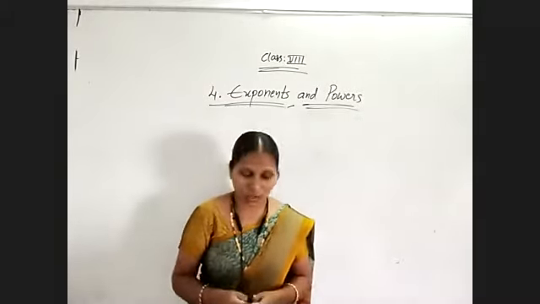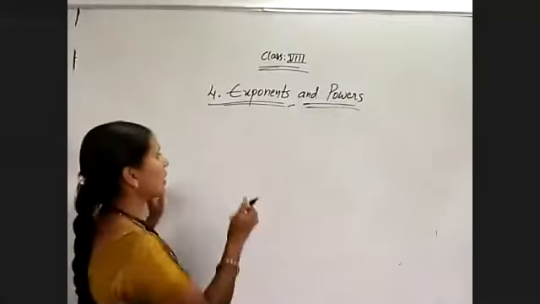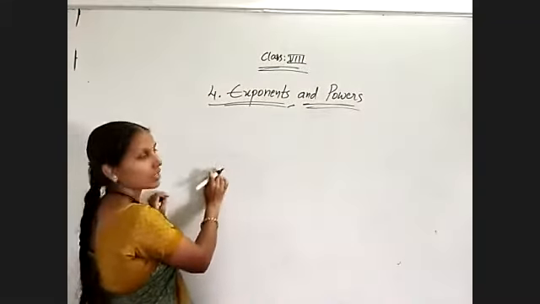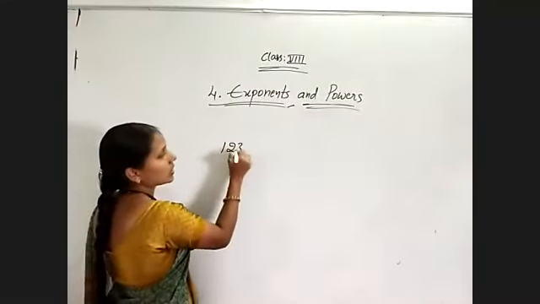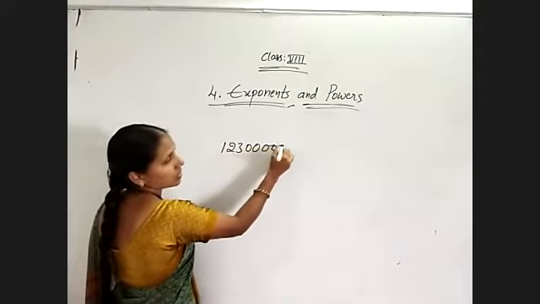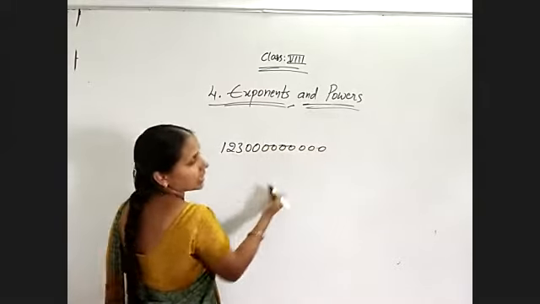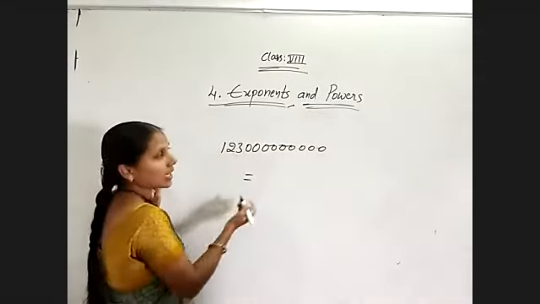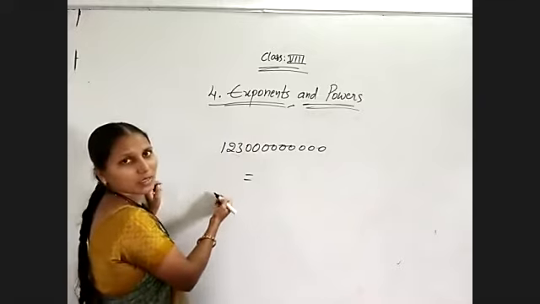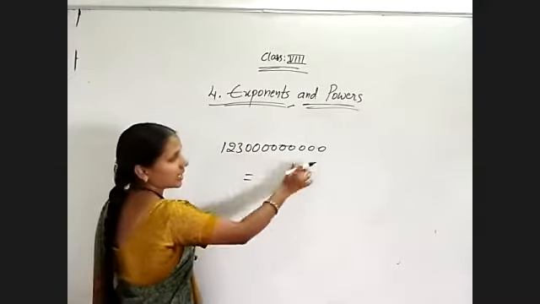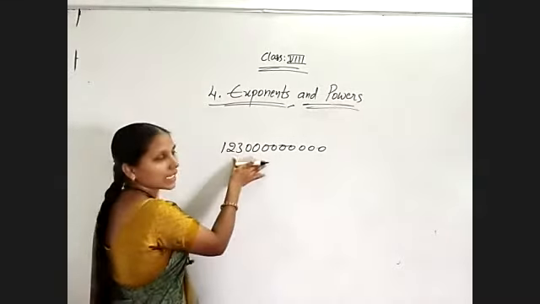Why are we using these exponents? Before that, just observe what is the meaning of exponents. 1, 2, 3, 0, 0, 0, 0, 0, 0, 0, 0, like this. I have written my number. Can I read this number? Just observe. Even for writing, it is difficult, a very lengthy number.